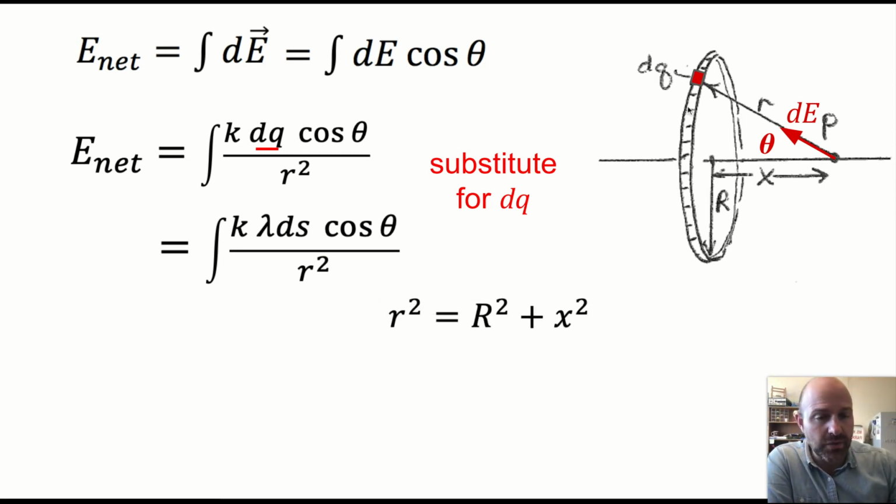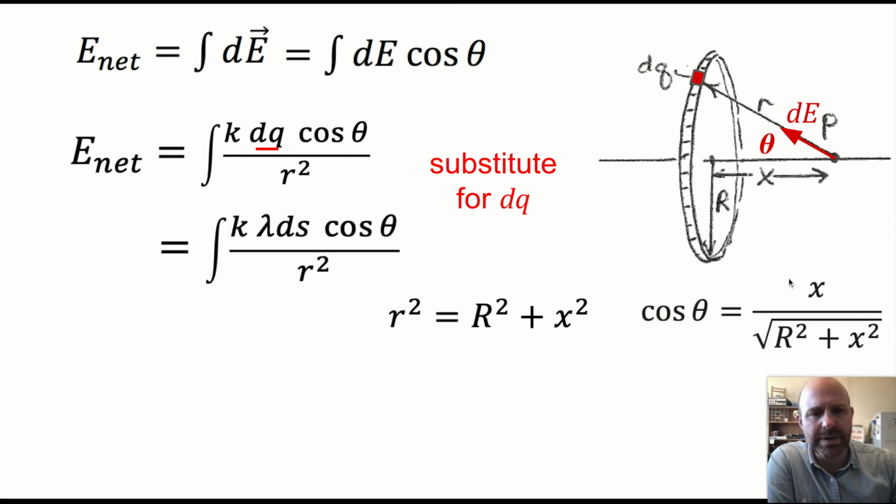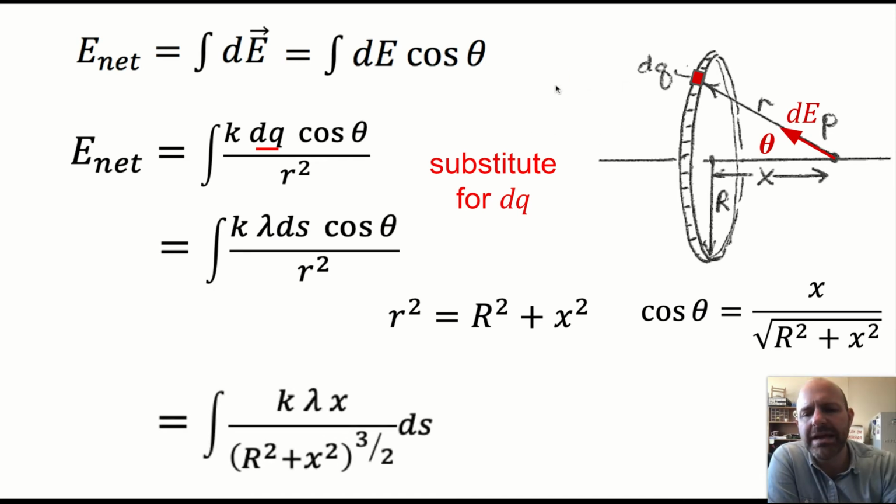We know that, because this is a right triangle, little r squared is equal to capital R squared plus x squared. So we can do that substitution. We then can define cosine of theta in terms of x, which is good, and r, because that angle theta is actually a constant in this scenario as we go around. So now we end up with this. We've got the integral of k times lambda times x divided by (R squared plus x squared) to the 3/2. It's kind of convoluted and it's not intuitive.